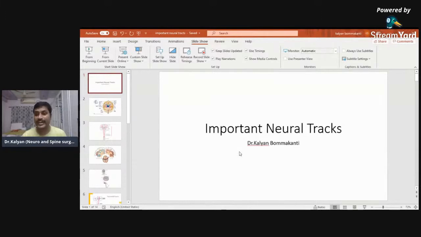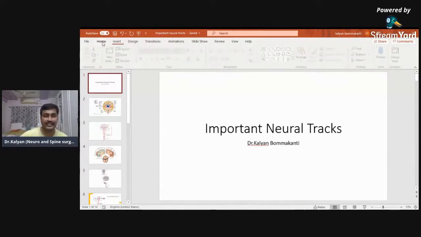There are so many tracts in the spinal cord that if I start teaching you all of them, it will become really messy and very taxing on the brain. Believe me, there are at least 10 to 20 tracts which can be taught. But clinically, 3 tracts are very important, so we'll be dealing with those 3 tracts mainly.